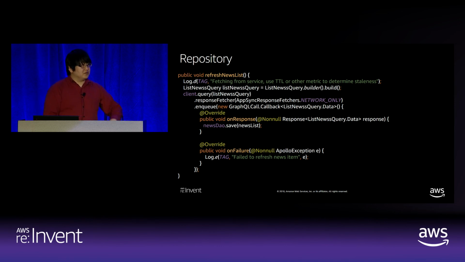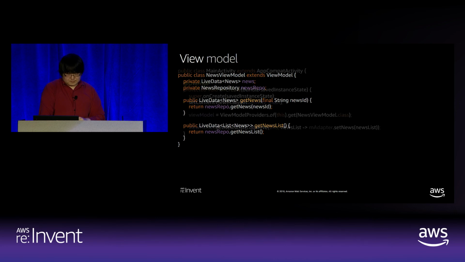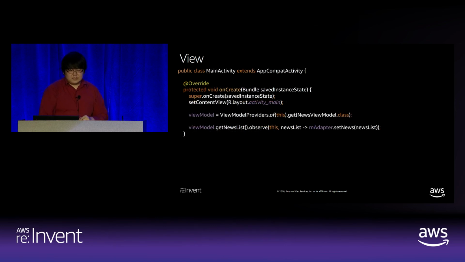The database layer, which originally returned the live data, will now notify that same live data with new information, so you don't have to go back and write custom logic for that. The view model will be basically transitioning that live data upwards. And then finally, you see in the view that with the view model, you say get news list, and then you call observe. This observe is a method of the live data, so you're observing the live data.